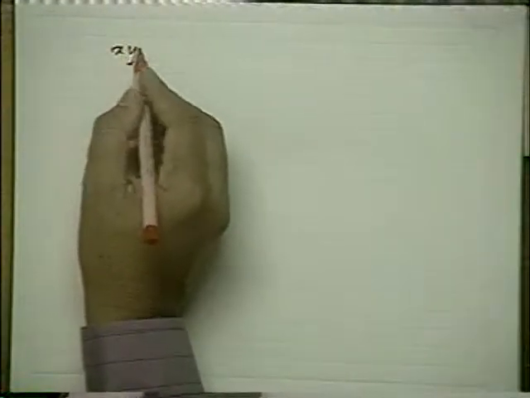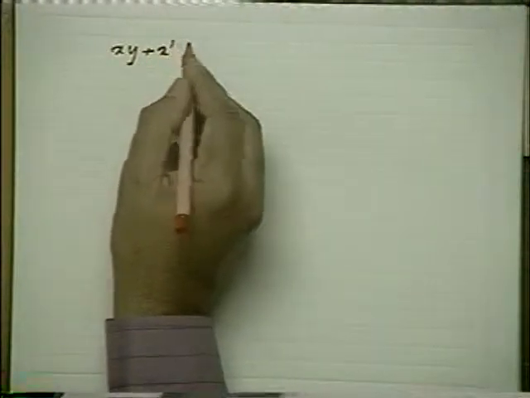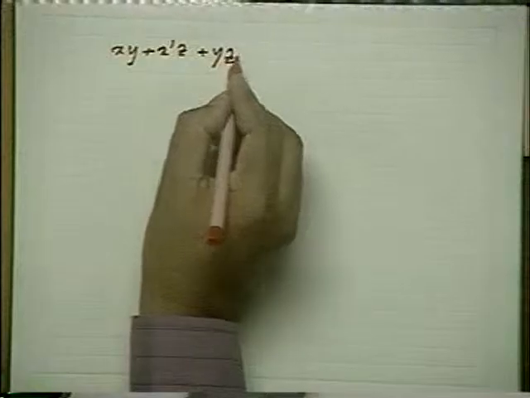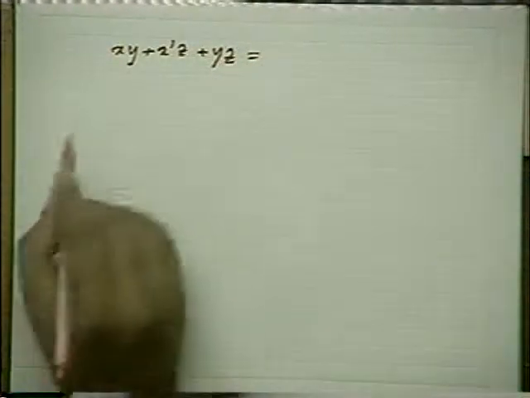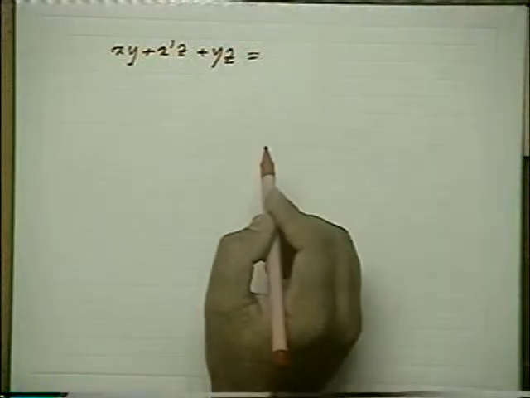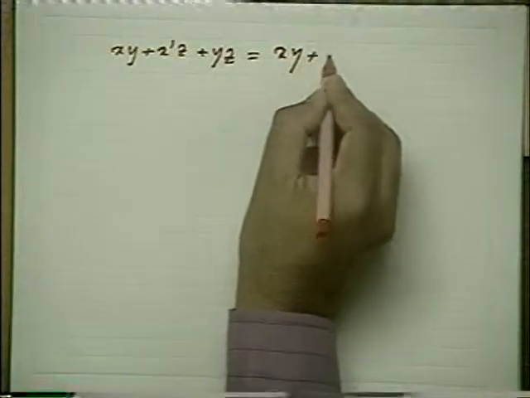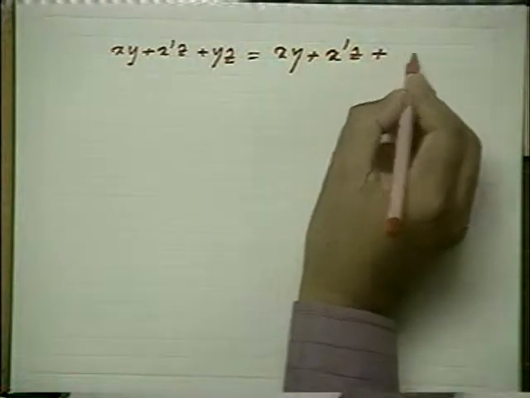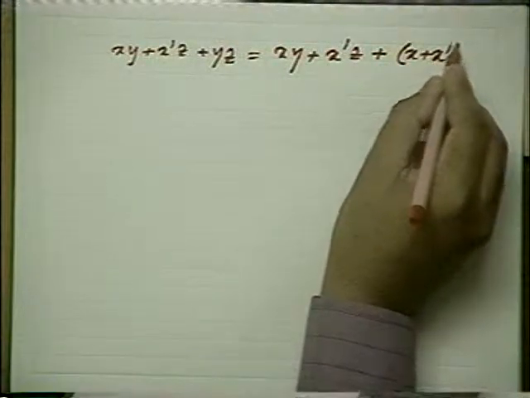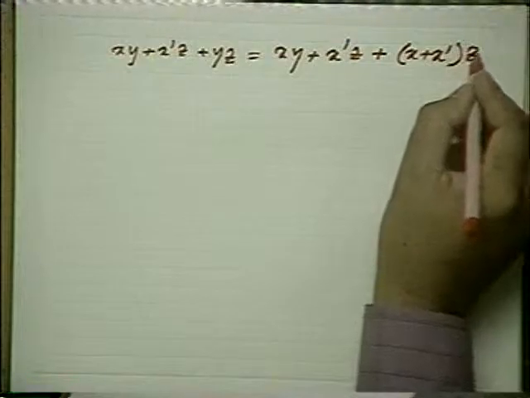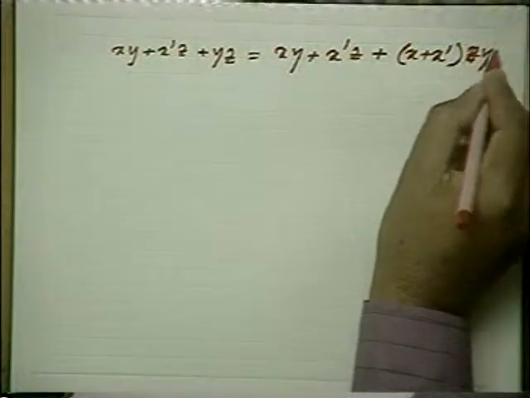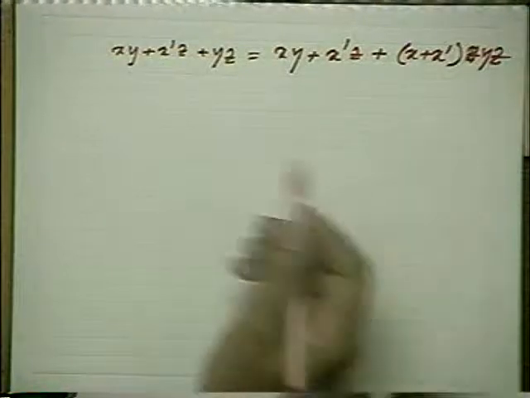Let's take another example of it: xy plus x bar z plus yz. Let's see, we want to see whether we can manipulate this. Let's say xy plus x bar z plus, we can represent it as x plus x bar into yz.